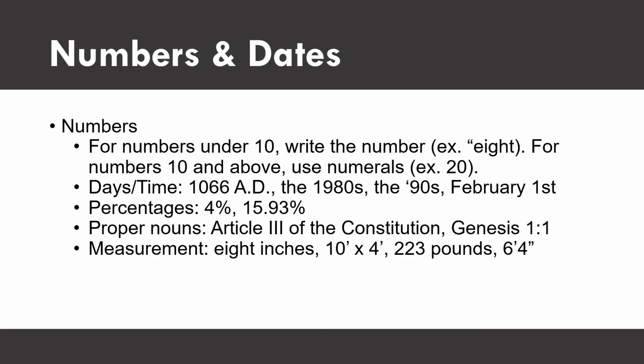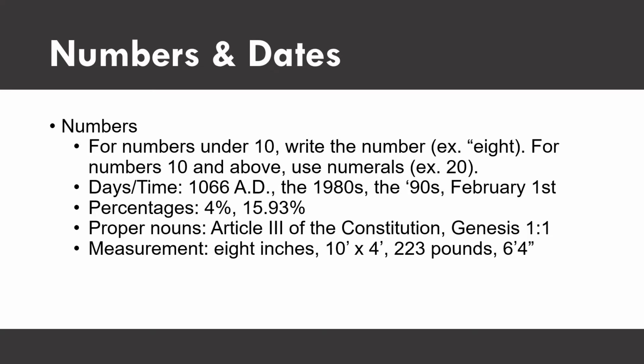For percentages, you're also going to write those out numerically. And for numbers associated with proper nouns, reflect the associated format. So Roman numerals for something like the Constitution, for example, or colons for verses. For measurements, you're going to want to make sure not to abbreviate measurements like inches and pounds, and be sure to use the feet and inches ticks for height and widths. Also, use an X rather than typing out the letter "by" when you're dealing with measurements like a 2x4.